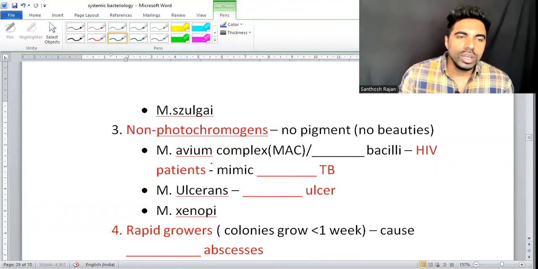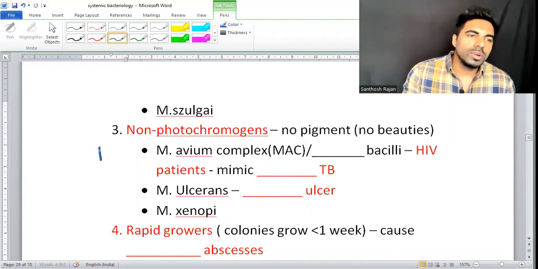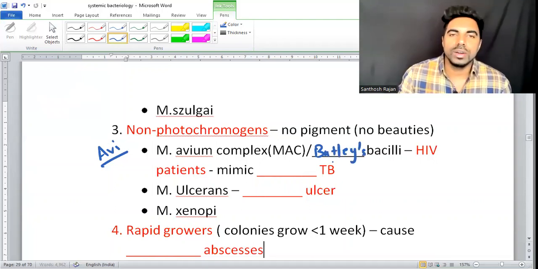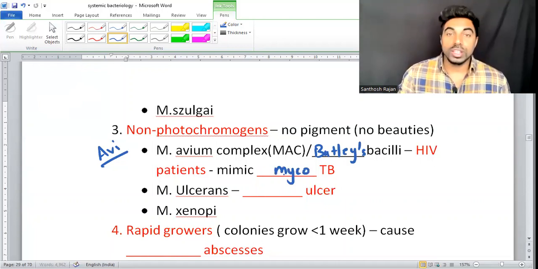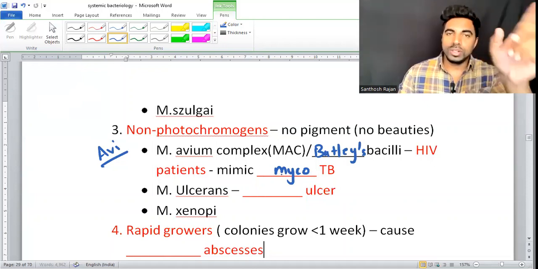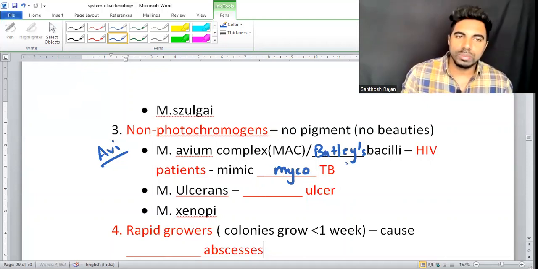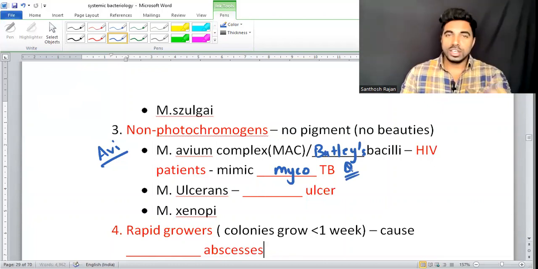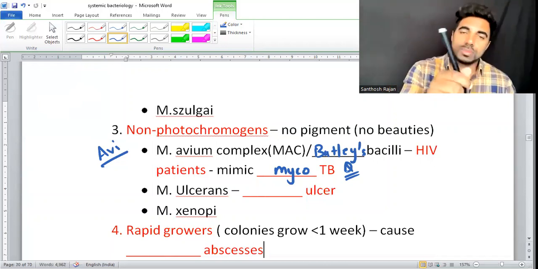Let's see. One is Avi. I already told you, Avi. The other name is Avium intracellulare, also called MAC. The most dangerous one, because in HIV patients it mimics Mycobacterium tuberculosis. It causes disease like Mycobacterium tuberculosis. One is Kansa, the other one is Avi: Mycobacterium avium intracellulare. They mimic TB. Many times this question was repeated: which of the following mimics TB? Either remember Kansa, or if not Kansa, then remember Avi. You have to remember both.